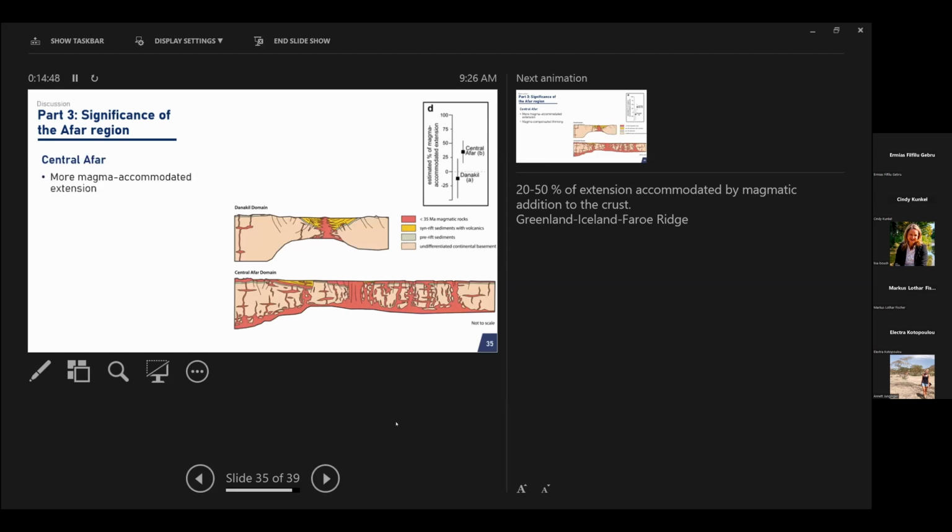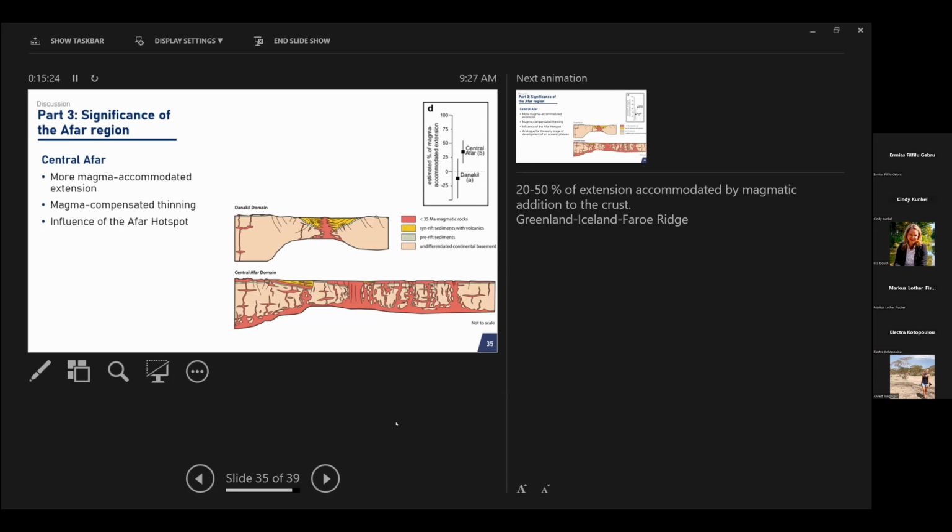And we explained this with a difference in the way extension is accommodated. And we could do some very rough calculation, and we could show that the extension in central Afar is accommodated 20 to 50% by magma, by a magmatic addition to the crust that's called magma accommodated extension. And with this comes magma compensated thinning. So mechanically you do extension, you thin the crust, but you add so much magmatic material that the crust never really thins.